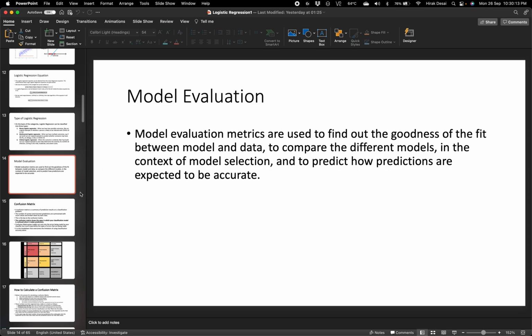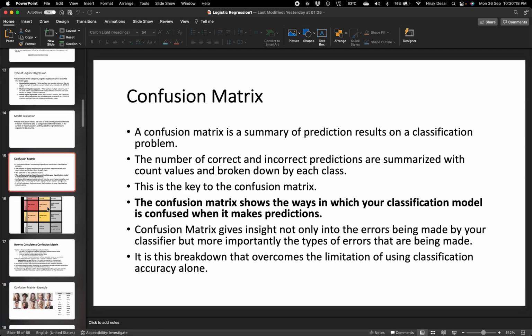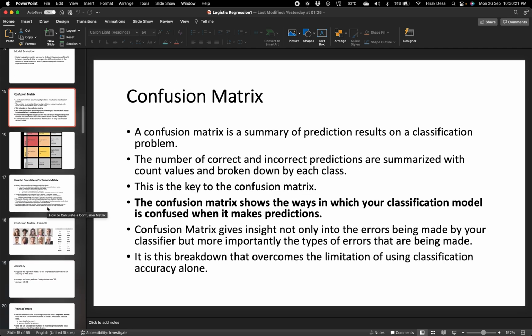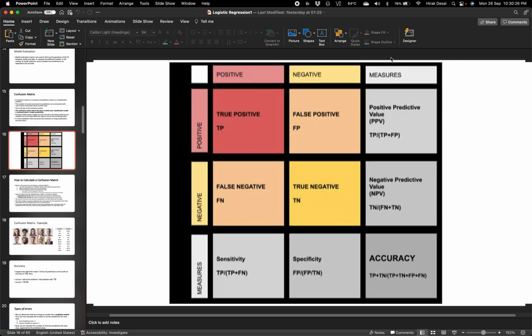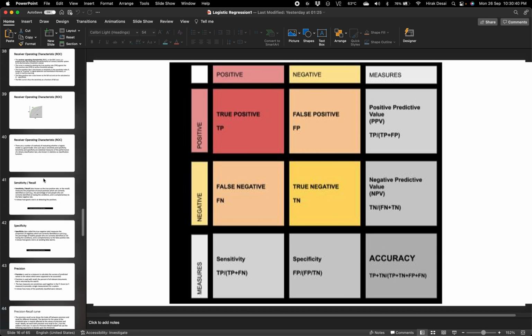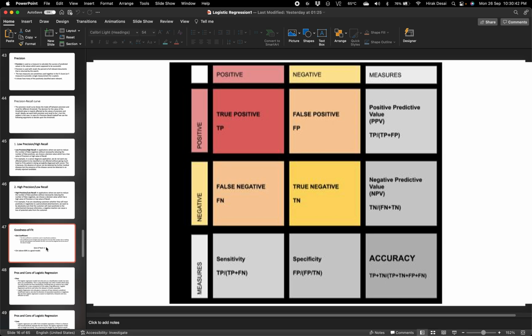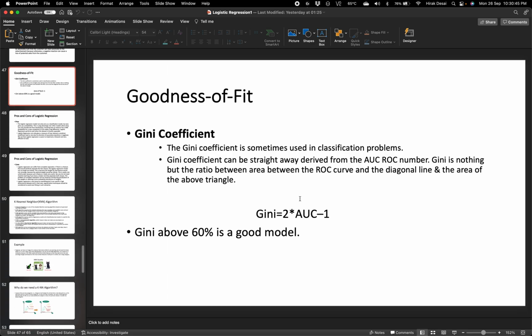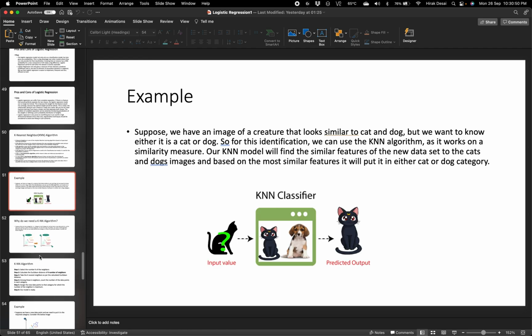Model evaluation metrics tell us how good the fit of the model is. We saw the confusion matrix, which shows the ways in which a classification model is confused when it makes predictions. Then there are true positive, false negative, true negative, and all these formulas used to solve the sums. I will safely skip through the confusion matrix part. With this, the Gini coefficient: the Gini formula is 2 into AUC minus 1.